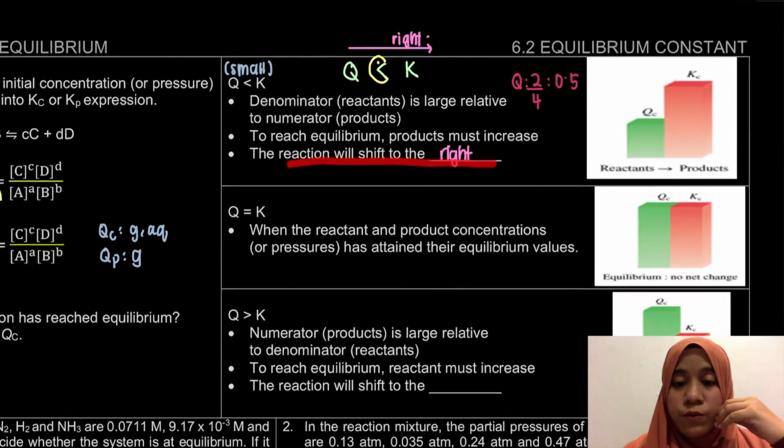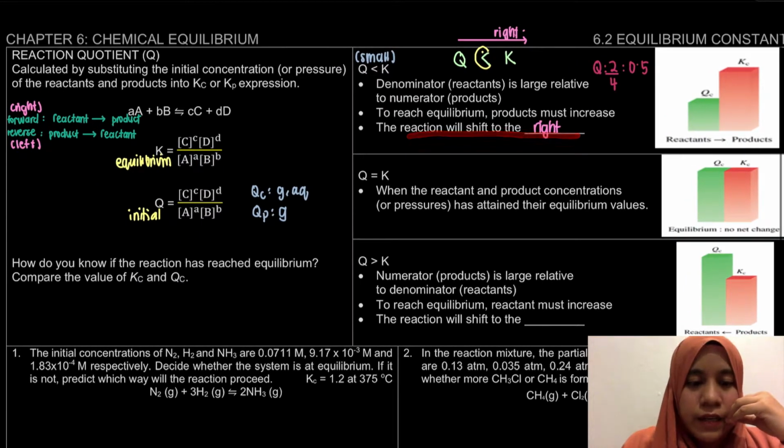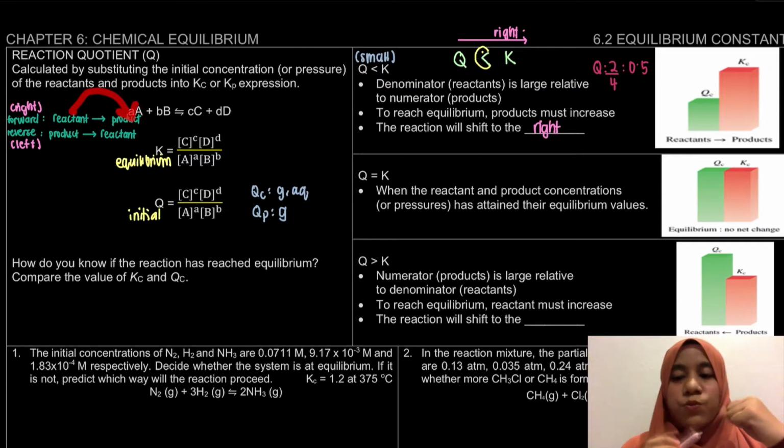Shift to the right tu, maksud dia, yang ini reactant tu akan bertukar jadi produk. So, produk tu increase lah. Ini yang kita nak. Supaya capai equilibrium. Okay. So, that is the first condition. Second condition, kalau Q is equal to K, it means that reactant and the product concentration ataupun pressure tu has attained their equilibrium value. So, maknanya ni dah sampai equilibrium lah. Kalau dia sama. So, second one ni, macam tu je.